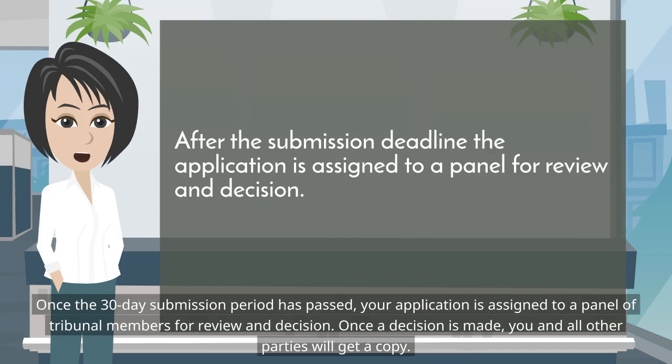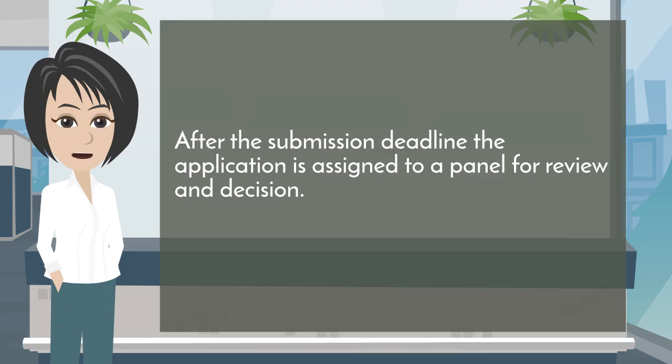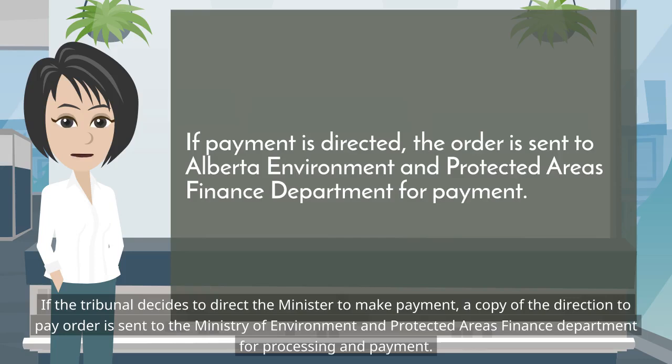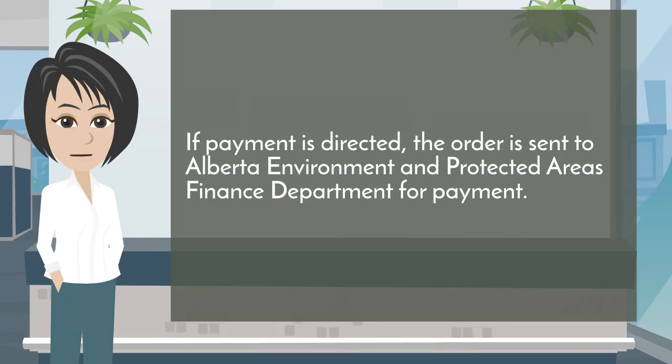Once the 30-day submission period has passed, your application is assigned to a panel of tribunal members for review and decision. Once a decision is made, you and all other parties will get a copy. If the tribunal decides to direct the minister to make payment, a copy of the direction to pay order is sent to the Ministry of Environment and Protected Areas Finance Department for processing and payment.